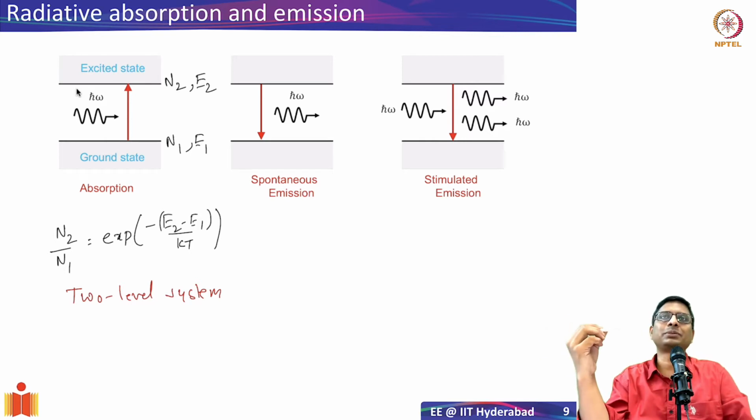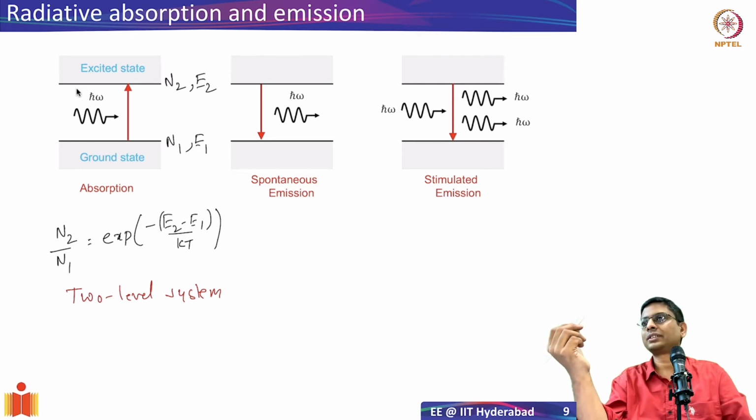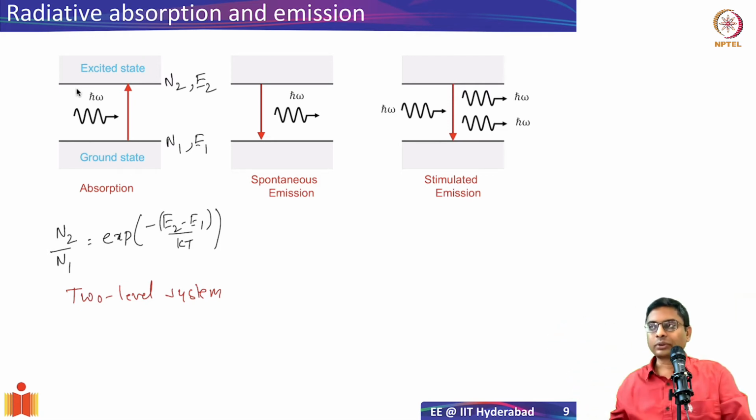Anywhere an electron is making a transition from the excited to the ground state, it's a two-level system. Okay, does that answer? Okay, all right. So now, Einstein looked at this sort of a process where you have this excited and ground states, and then he asked the question, what happens when light is incident on this?